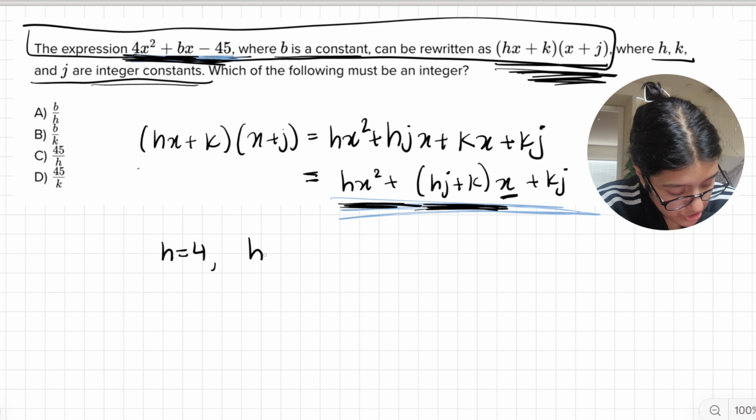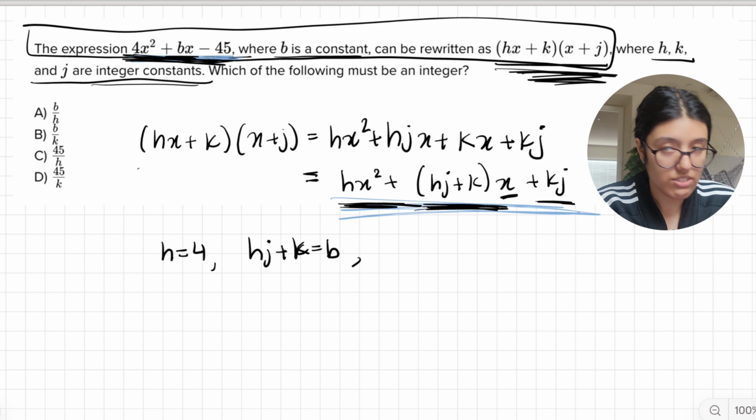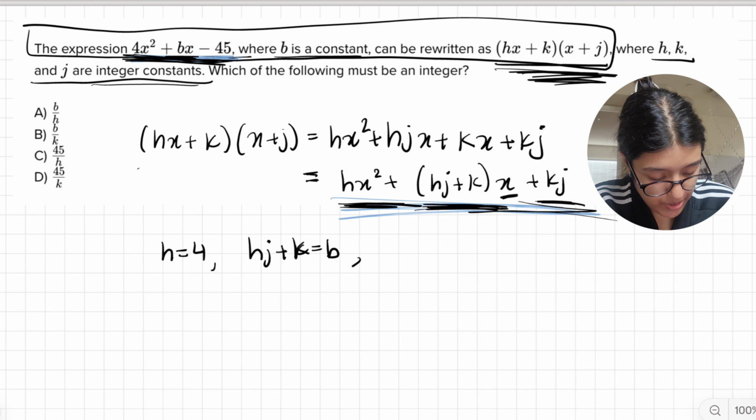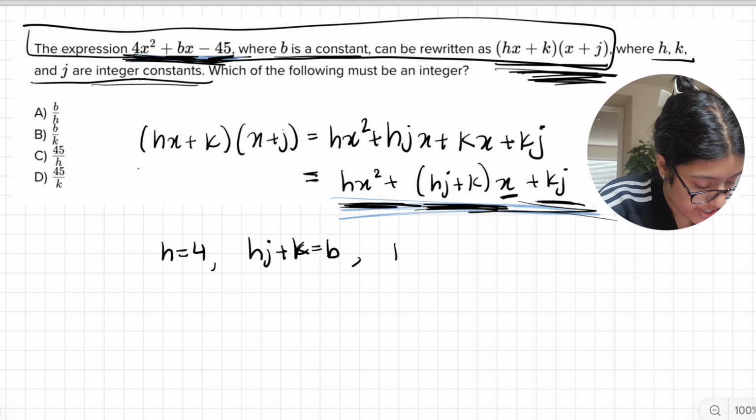Therefore, hj plus k equals b. And finally, we know that kj is just simply a constant, no x attached in this expression over here. And we know that minus 45 is also a constant with no x attached. Therefore, kj is equal to minus 45.